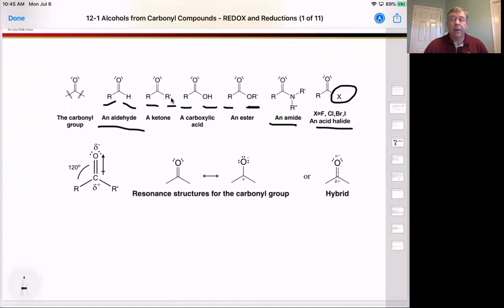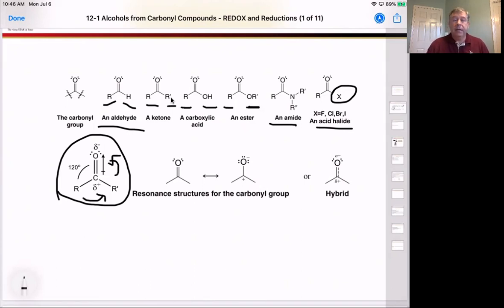One of the features of the carbonyl compounds is that it is an sp2 hybridized carbon and therefore has a double bond to the oxygen with the p orbitals. This gives it a trigonal planar structure, with approximately 120 degrees between all three substituents here.